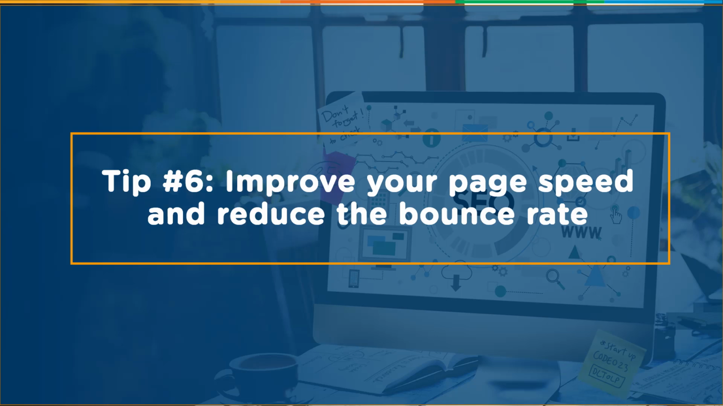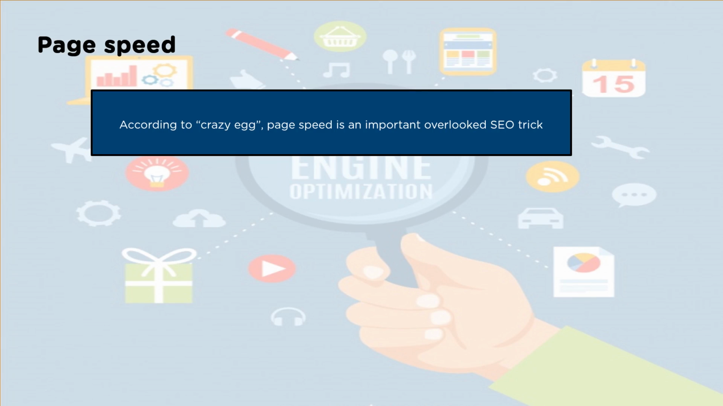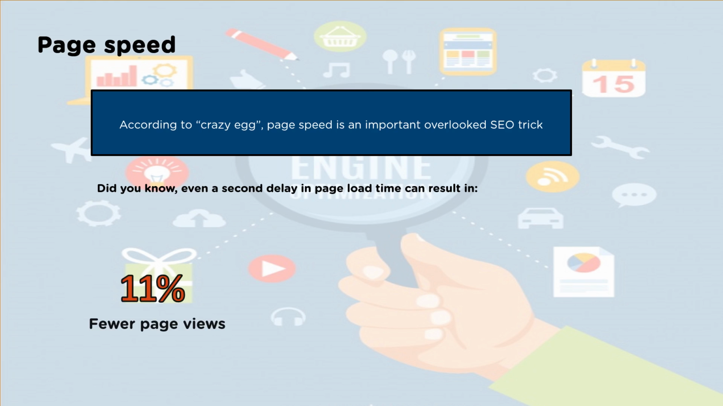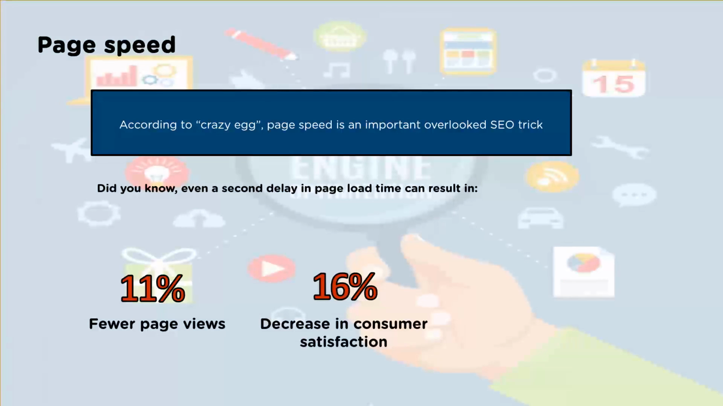Tip number 6, improve your page speed and reduce the bounce rate. So let's talk about page speed and how page speed correlates with higher bounce rate if it's a high page load. And so according to Crazy Egg, page speed is an important overlooked SEO tactic because for every second delay in page load can result in 11% fewer page views, 60% decrease in customer satisfaction, 7% decline in conversion rate.